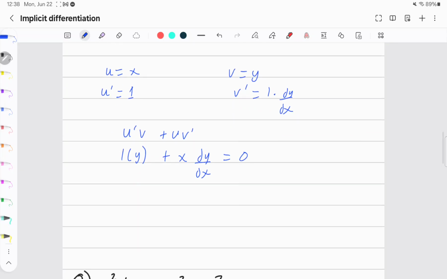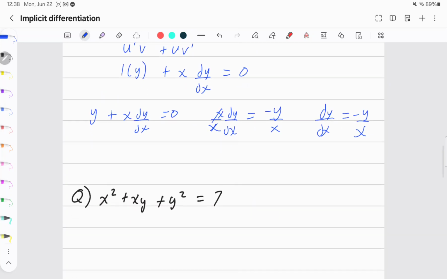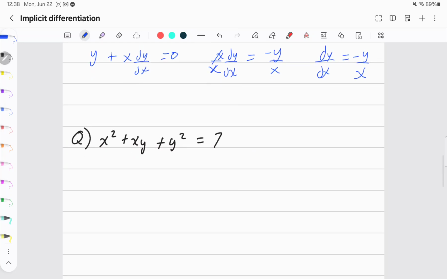And now what? Now you make dy over dx the subject of the formula. It's going to be y plus x dy over dx equals 0. So you take y to the other side: x dy over dx equals minus y, and then you divide both sides by x. And finally, you're left with dy over dx being minus y over x. Pretty simple. Again, you can have questions in any form in which there could be more than one y. So instead of making it the subject right away, you just follow the same rule.